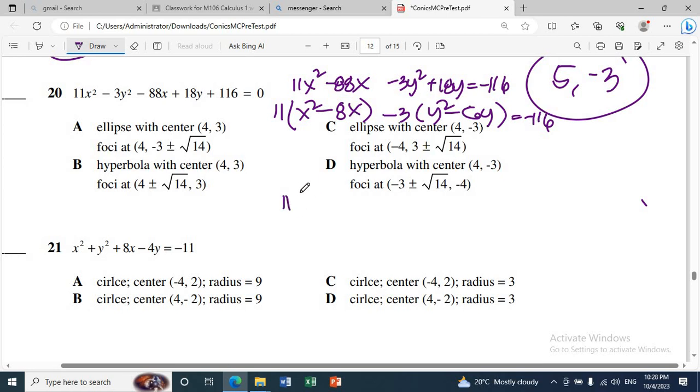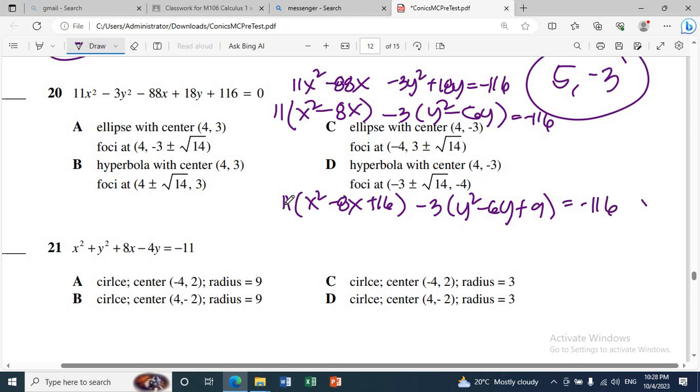So we have 11 times x squared minus 8x. Negative 8 divided by 2 is negative 4. Negative 4 times negative 4 is 16. So plus 16, minus 3 times y squared minus 6y, this is now plus 9. So negative 6 divided by 2 is negative 3. You square that, you have positive 9. Is equal to negative 116.